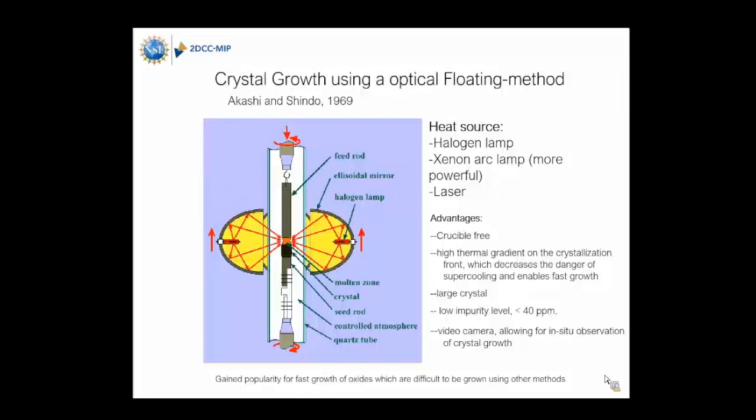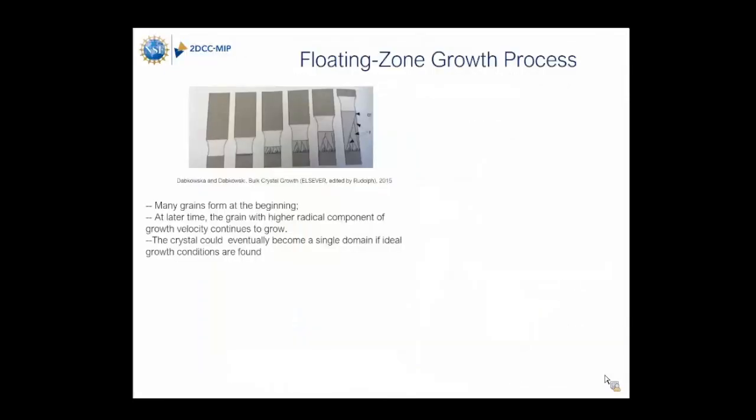This type of growth method has gained popularity for fast growth of oxides, which were difficult to grow using other methods in past decades. So the oxide growth is mostly based on this method, optical floating zone growth.